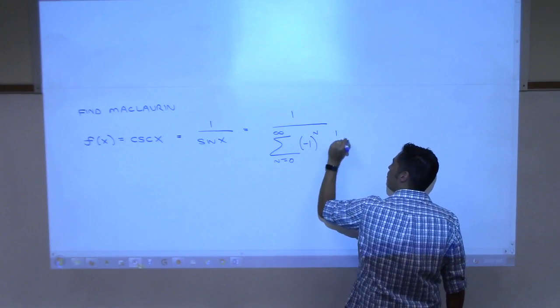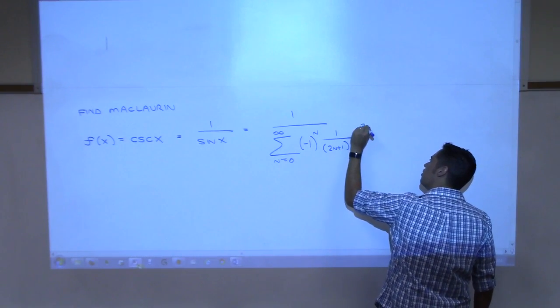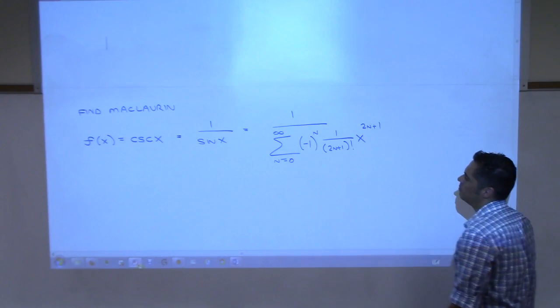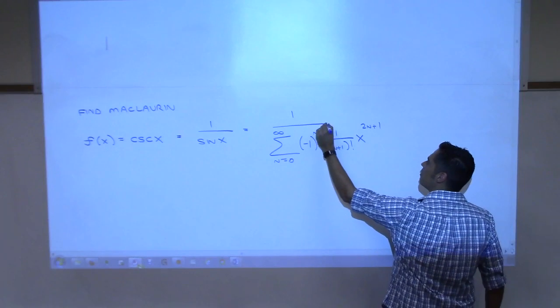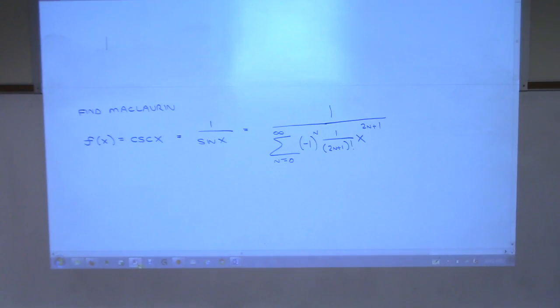We've done this already. So 1 over 2n plus 1 factorial x to the 2n plus 1. Isn't that what that is? I should probably extend this division bar. Maybe put the 1 here instead. That's what that is, right?